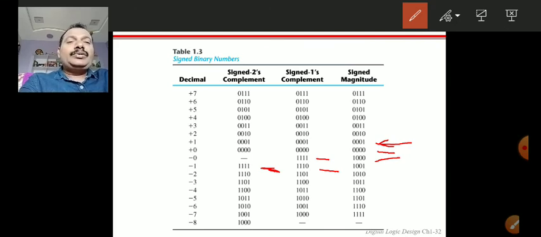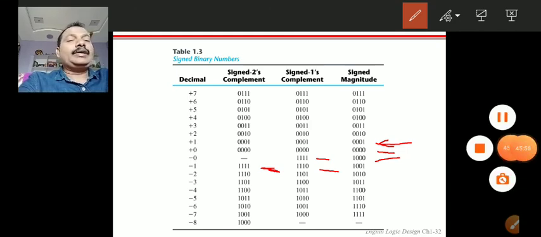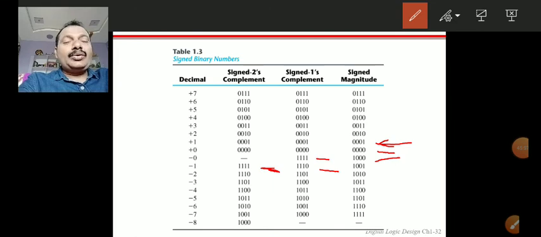We have this table: 2's complement representation, 1's complement representation, and signed magnitude representation. So there are 3 ways of representing signed numbers. Okay, with this we conclude our discussion. Thank you.